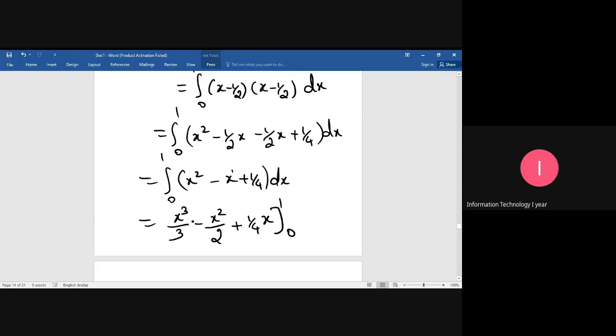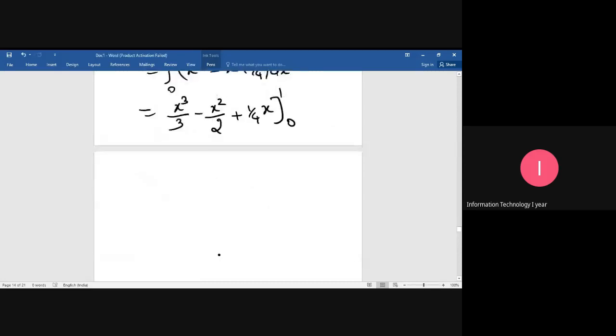Limit is 0 to 1. Apply the limit now. The upper limit is 1, so it is 1 power 3 divided by 3 minus 1 square divided by 2 plus 1 by 4 into 1. It is upper limit minus lower limit. Substitute x by 0: 0 power 3 divided by 3 minus 0 square divided by 2 plus 1 by 4 into 0.